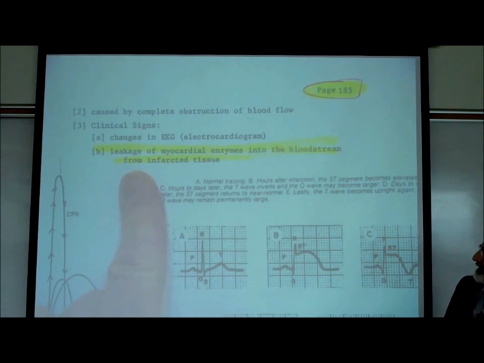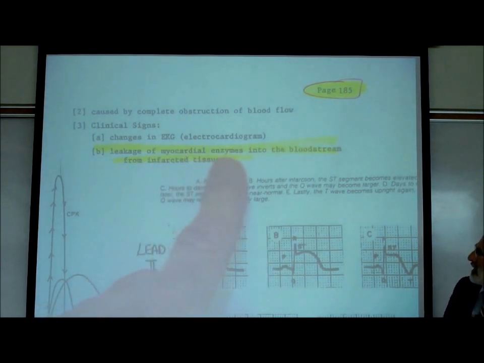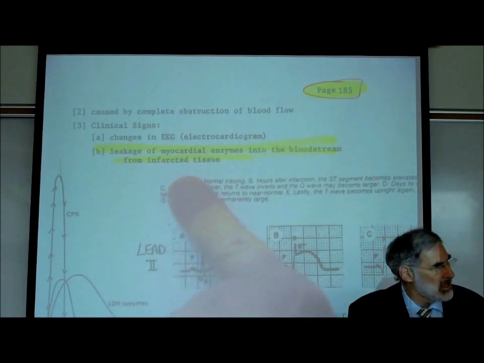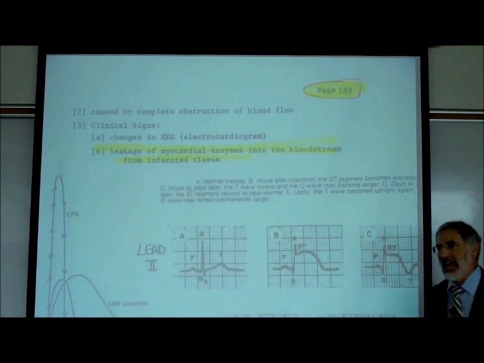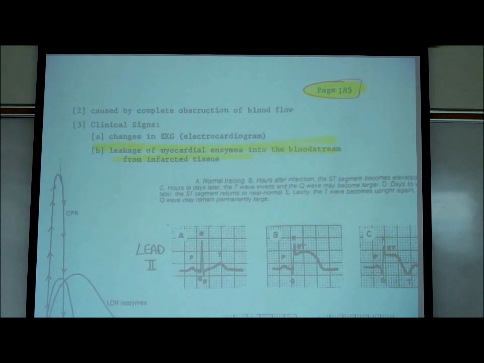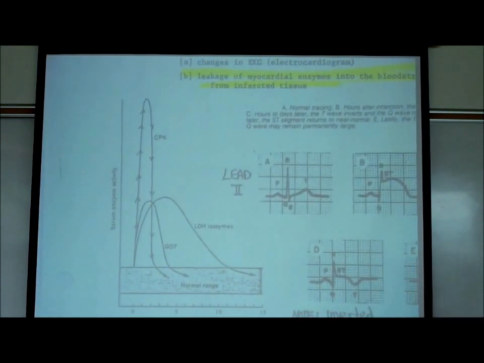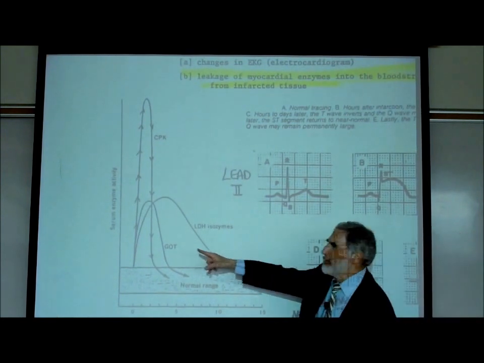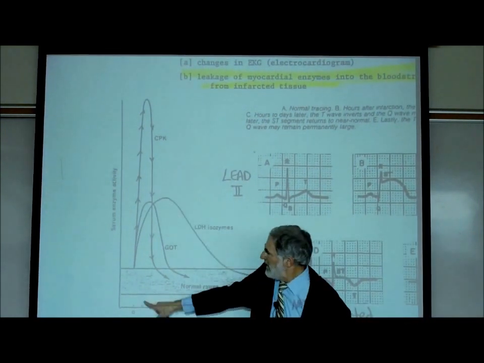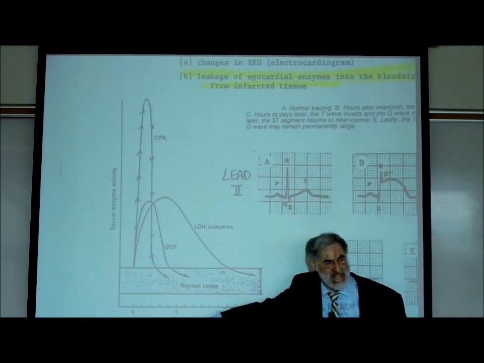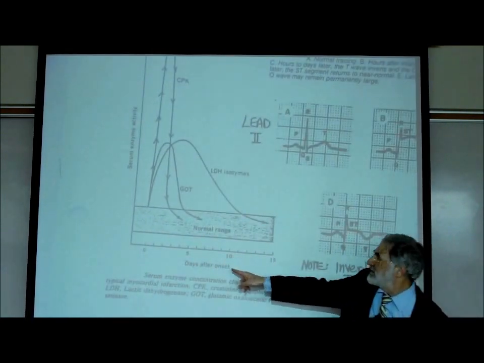and here I highlighted it, leakage of myocardial enzymes into the bloodstream from infarcted tissue. Infarcted means dead or damaged tissue. If you look at this graph on the left, this shows the changes in these enzyme levels in the blood. Can you see what happens? This is over the course of, what's the x-axis? In days. Can you see that?